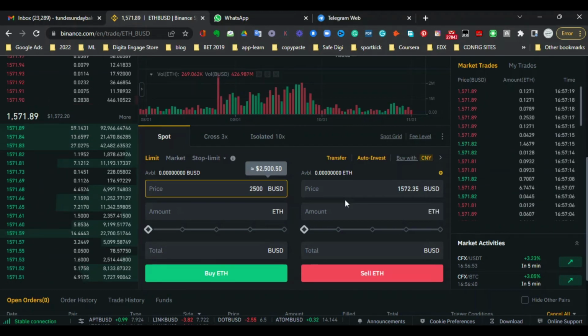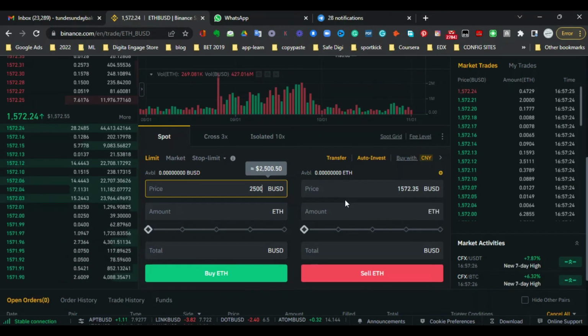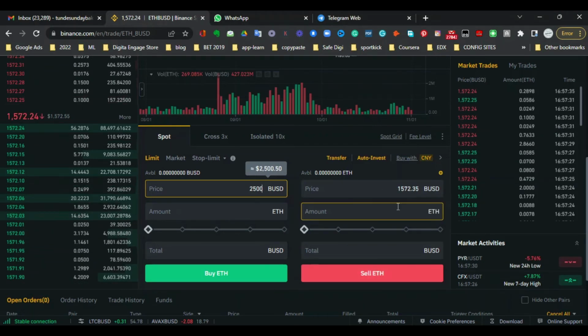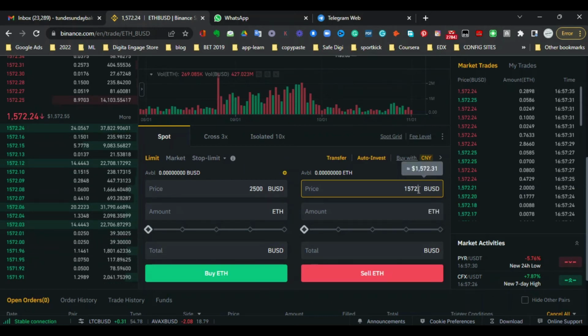If the sell price is below or equal to the current price, the sell price of a limit order must be set above the price order. Now, if you want to sell Ether, we want to place a sell limit order. The sell limit order must be above the current price.